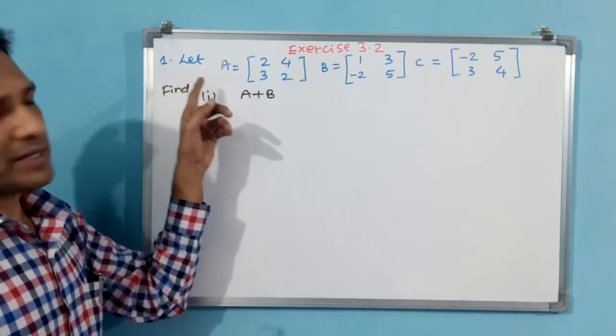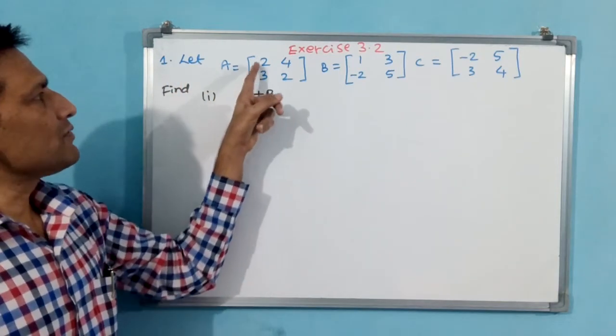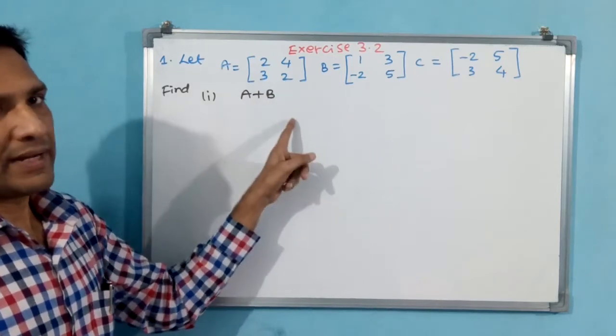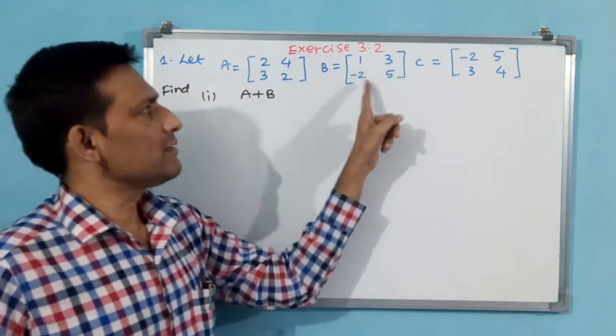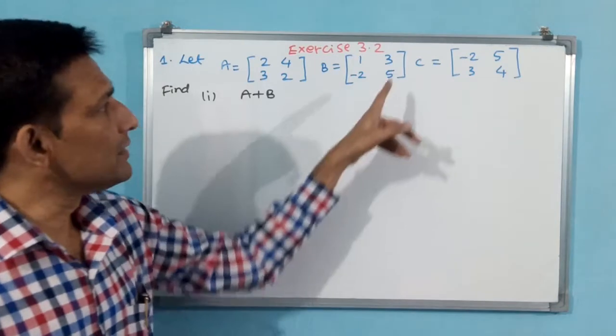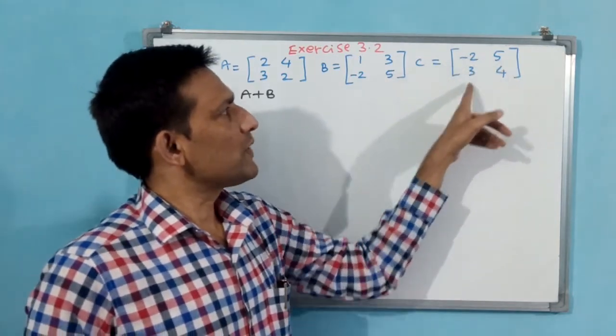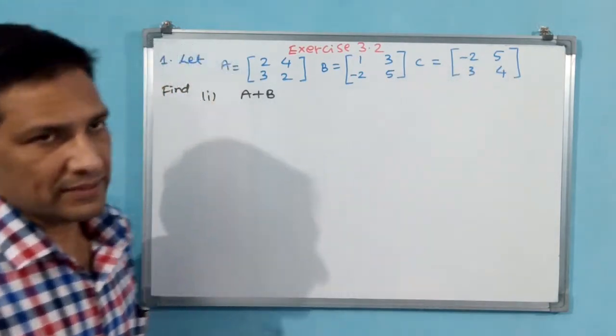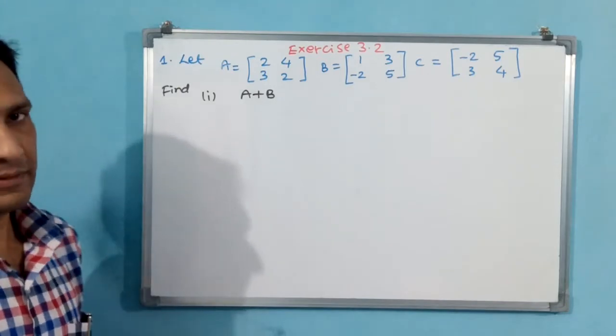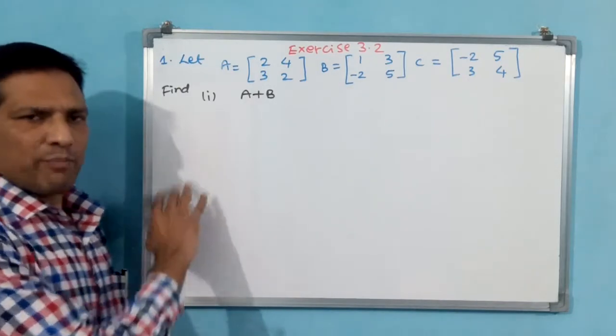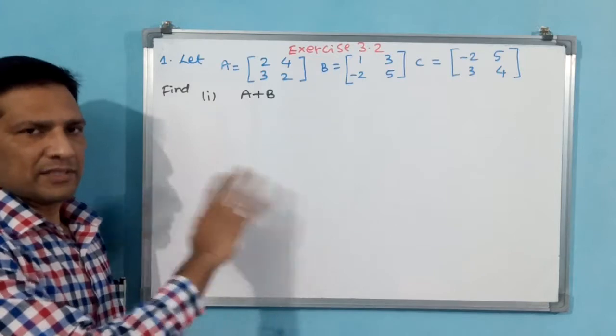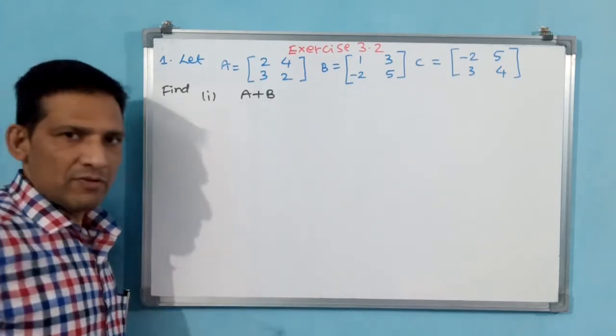See, the first question, what they have given. Let matrix A equal to 2, 4, 3, 2, a 2 by 2 matrix. Matrix B equal to 1, 3, minus 2, 5, a 2 by 2 matrix. Matrix C equal to minus 2, 5, 3, 4. This is also a 2 by 2 matrix. All are 2 by 2 matrices. Now one by one they are asking parts, five or six parts. In the first part, you have to do A plus B.